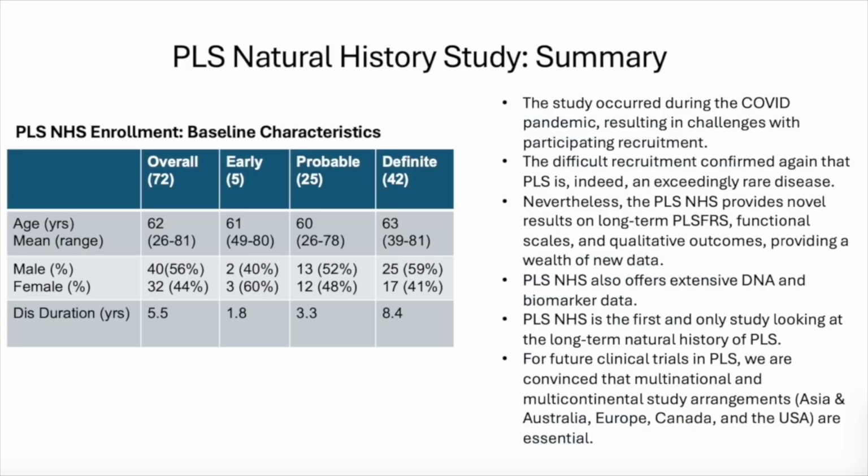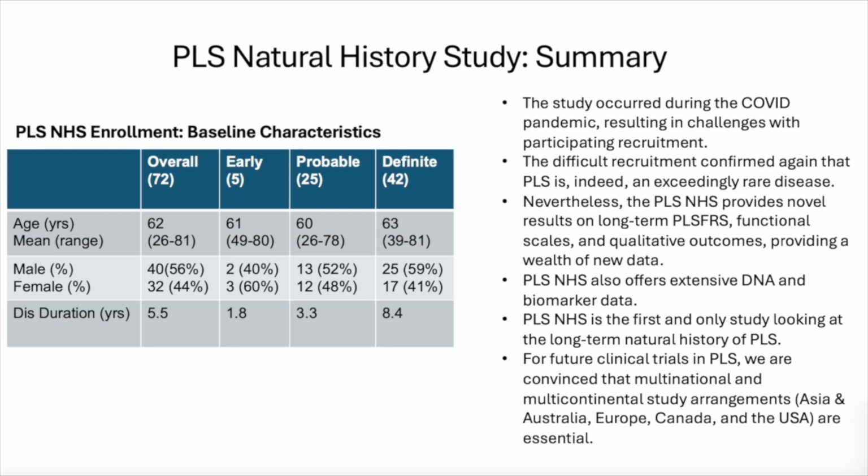So we had a case already presented before. Early cases, 5 cases, and probably 25, and definitely 42. There are some numbers that are different, and you can see the age and sex ratio, and the duration of time you can see.